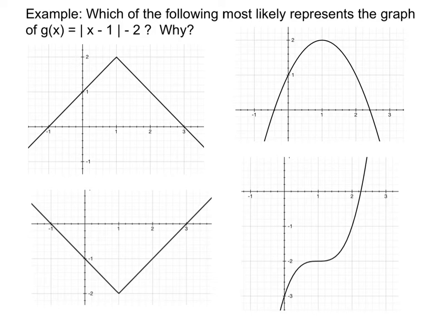So here's one of these that I'd like you guys to try on your own. Which of these four graphs most likely represents the graph of g of x equals the absolute value of (x minus 1) minus 2? So first see which ones you can eliminate. After that, see if you can figure out which one really does most likely represent that, and then we'll check that answer.